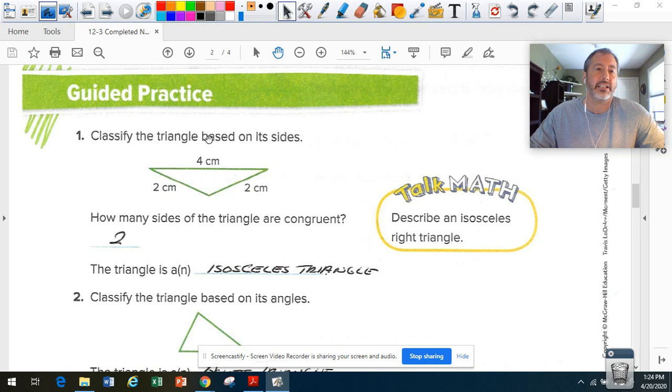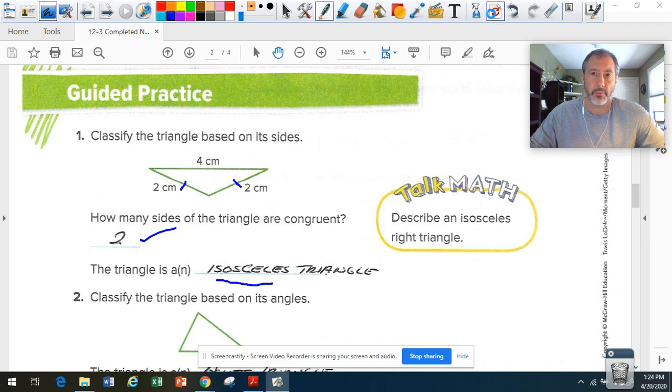It says, classify the triangle based on its sides. So we're looking at the sides here. So I have 2 centimeters, 2 centimeters, 4 centimeters. So I have two sides that are the same. These two sides are the same. So how many sides of the triangle are congruent? That is 2. We got two sides. Since they are both the same, it only has two sides that are congruent. This is known as an isosceles triangle. Very, very good.